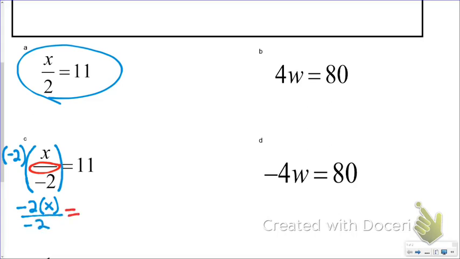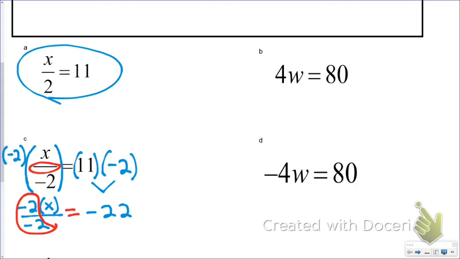And I'm left with, whatever I do to one side, I better do to the other. So I'm going to show multiplication using parentheses. And I know, so what's 11 times -2? Well, 11 times 2 is 22, and a positive times a negative is a negative. So my answer should be -22 here. And x is equal to -22.